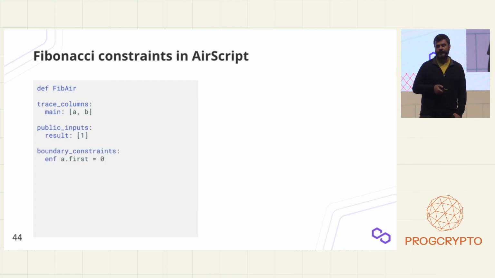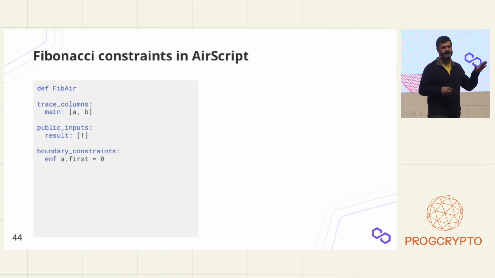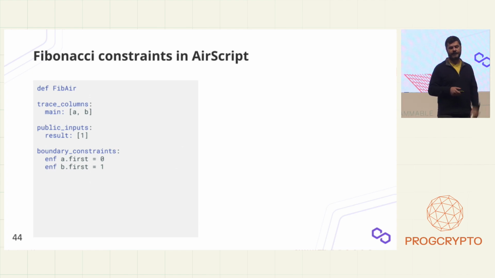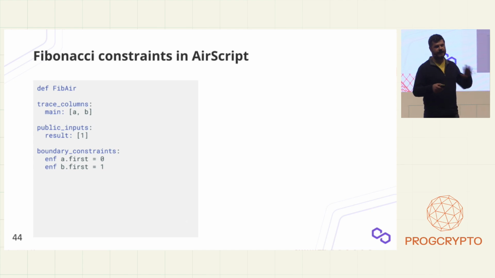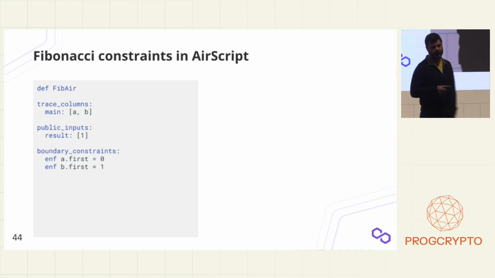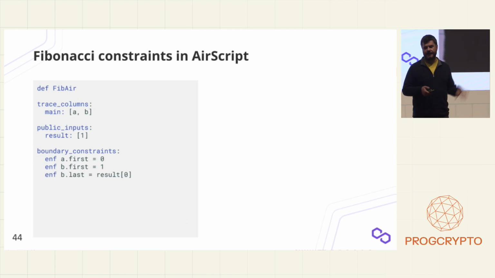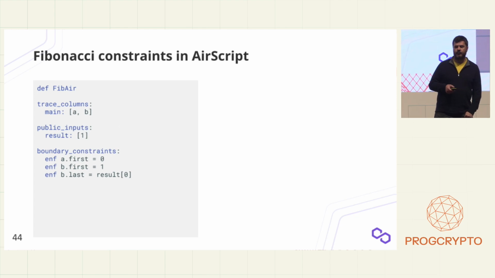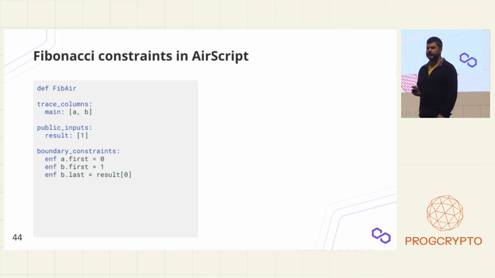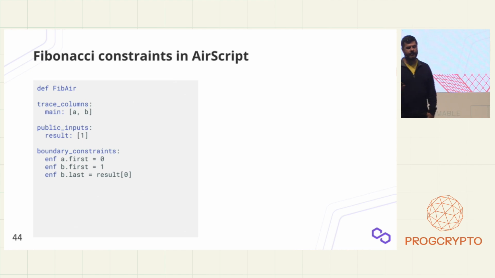Boundary constraints we want to enforce is that the first values in the first column are 0 and 1. I think in the example I used 1 and 1, but 0 and 1 could be used just as well. It just starts at a different point. And then we want to enforce that the last value in the B column is equal to the public input that we provided.